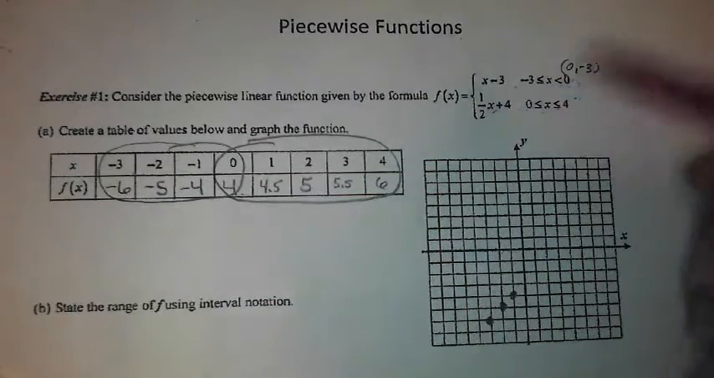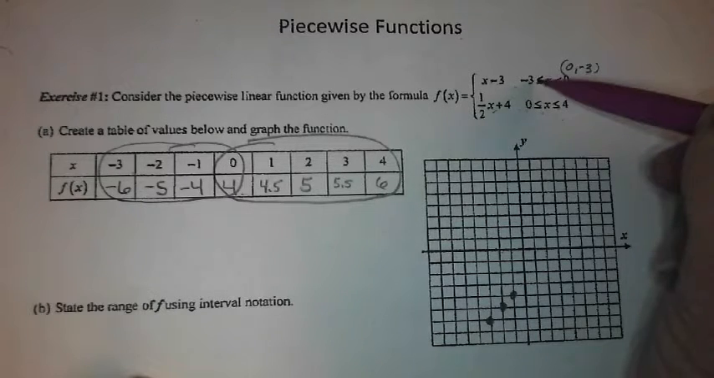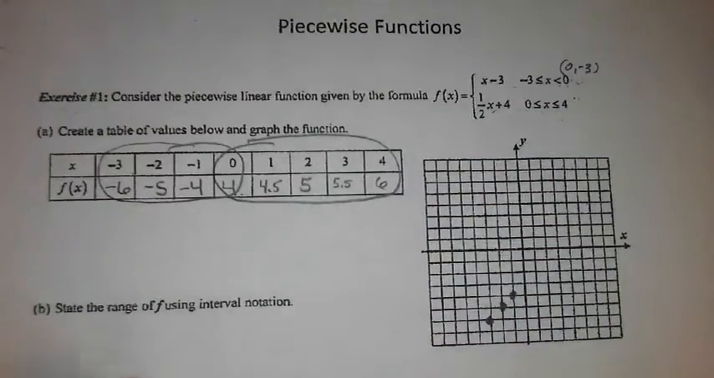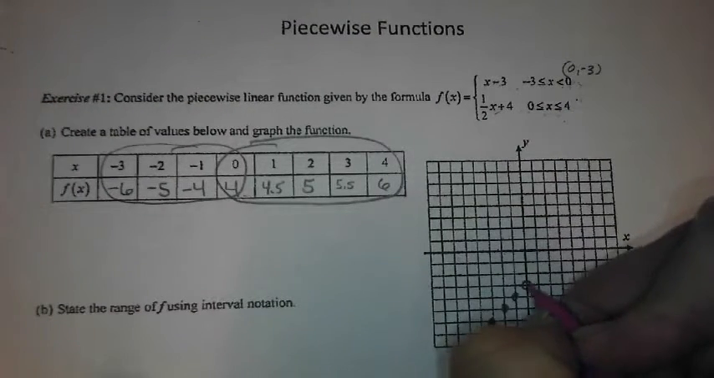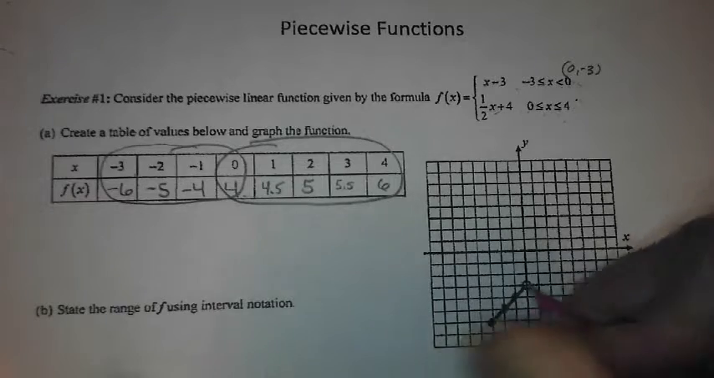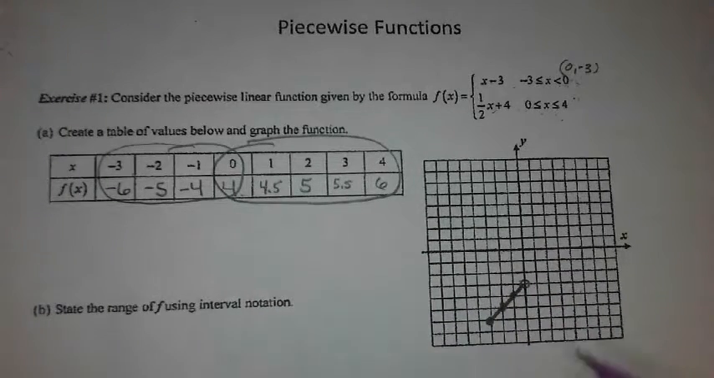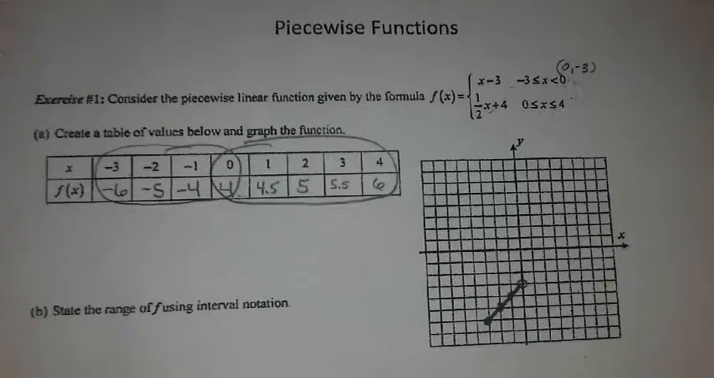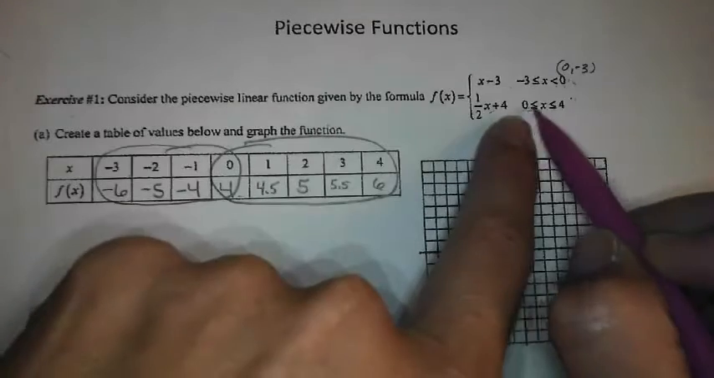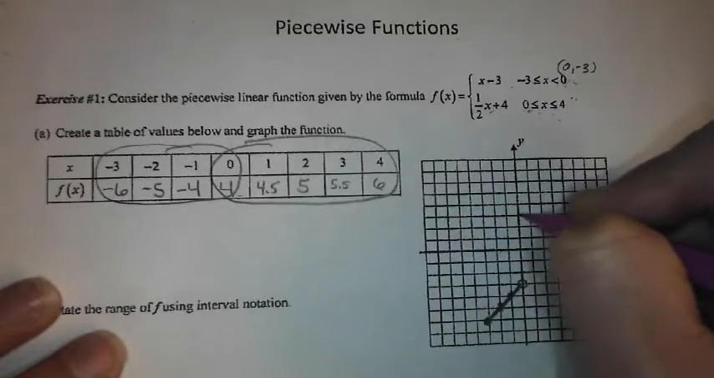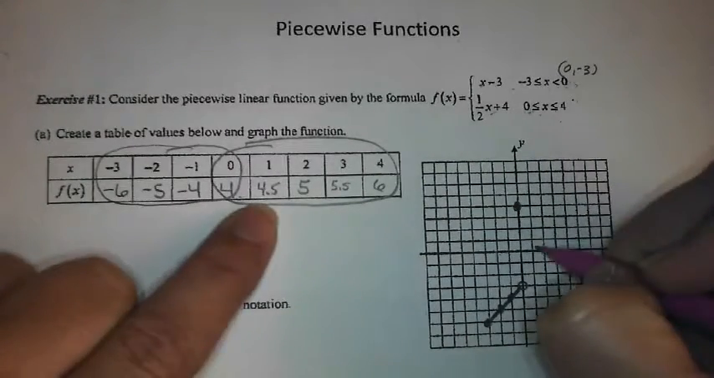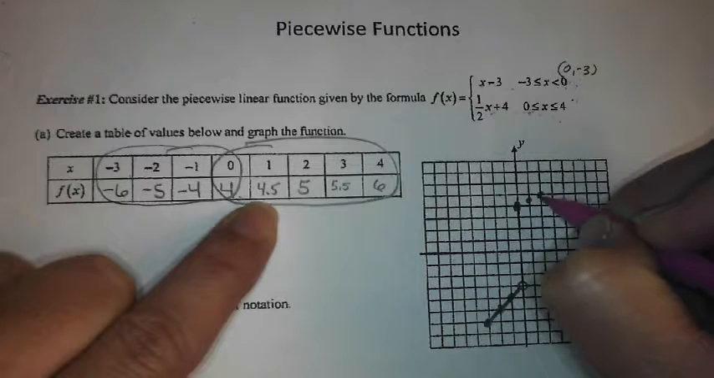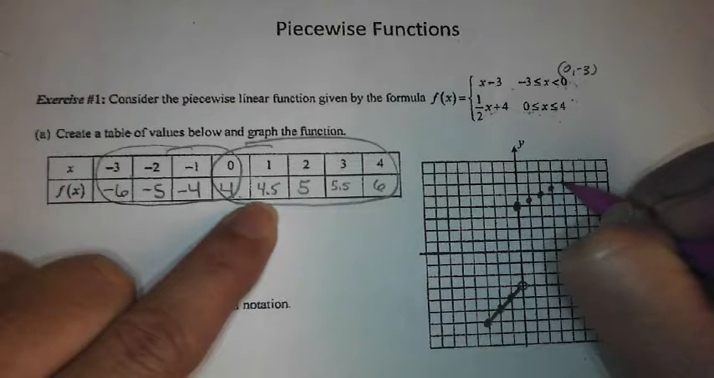-3. So I'm still going to plot 0, -3 because this graph goes up until 0, but I'm not going to do it as a solid circle. I'm going to do it as an open circle because this graph ends at 0. It's everything up until 0. So I want to plot like -1/2, but I want it to stay an open circle. And then I'm really going to do it as a solid circle, 0, 4. And 1, 4.5, and 2, 5, 3, 5.5, and 4, 6.